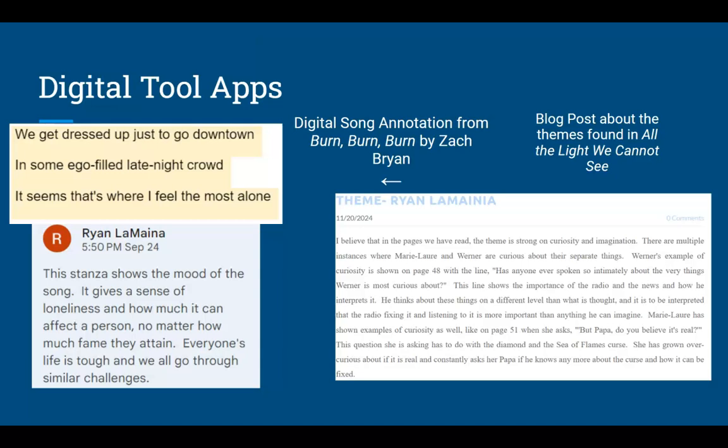Now, I have examples from the digital tools that we used. On the left are digital song annotations that we had to conduct. Professor Hume gave us the freedom of choosing a song that we enjoyed and had us do annotations on the literary devices that were used throughout the song. I chose to do one of my favorite songs by my favorite artist, Zach Bryan's Burn, Burn, Burn.